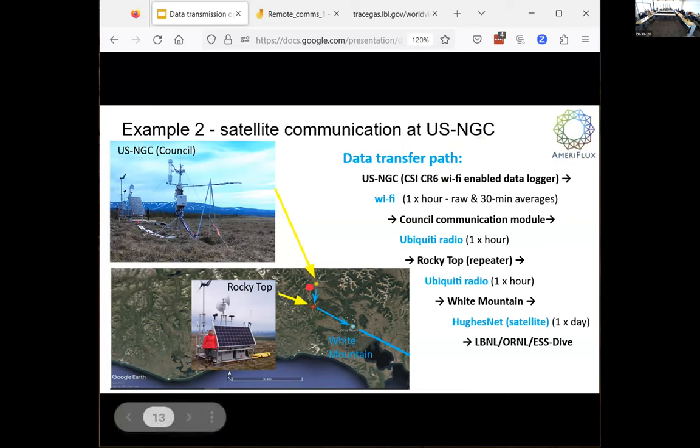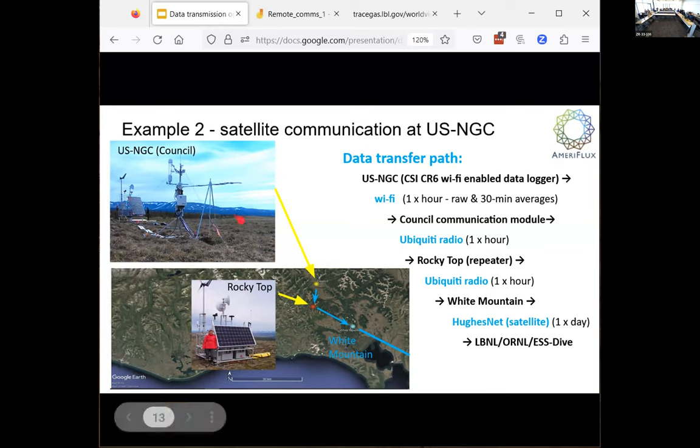So you can see her tower is this yellow dot, and then it's sending via a Wi-Fi link to a repeater at the top of, well, it's called Rocky Top, a ridge line repeater station. From there it sends to another station, and then to their access point to a satellite link, which is shipping the data out to servers at Berkeley Lab in Oak Ridge. So it's a lot of steps, it's a lot of infrastructure. If you can see the photos, you can see the repeaters up here. You can see it at her station.